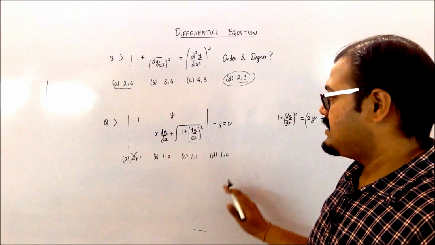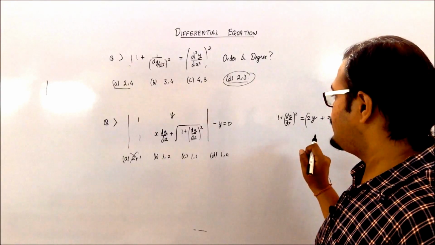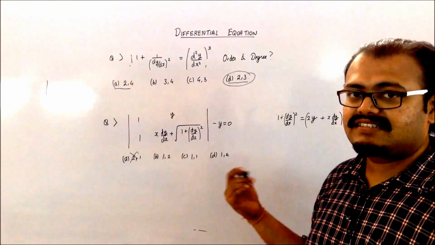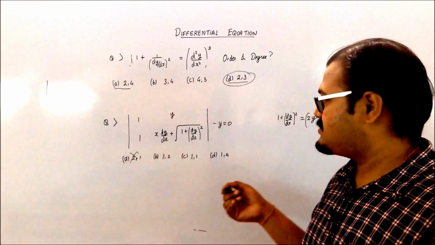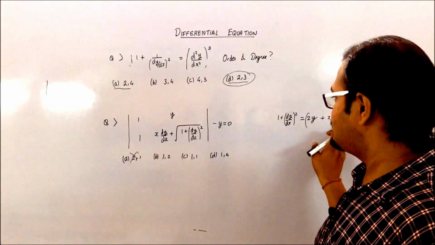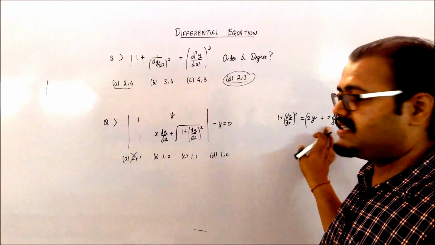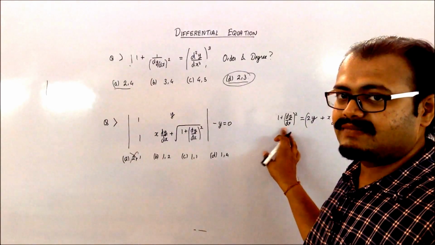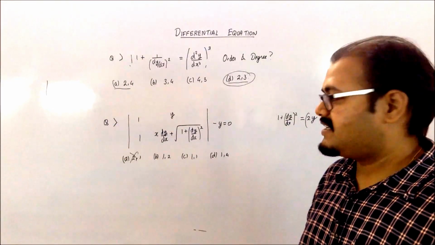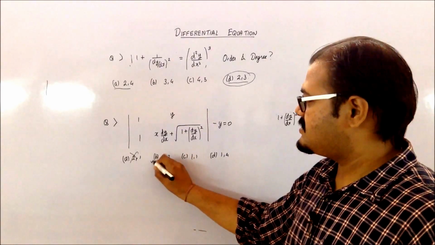Now to check what is going to be the degree, it's the highest power of the highest order derivative. You can see that over here also it's going to be a square term, and here it is already a square term. So your degree is basically 2, so the right option is B.